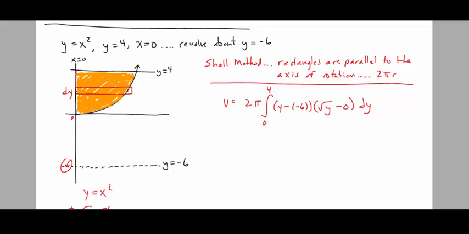Now you'd want to simplify this a bit. Root y minus 0 is just good old root y, and minus a negative is the same as a positive. So I could simplify this to y plus 6 times the square root of y dy. And if you want to integrate this out to double check your work, which would be a totally reasonable thing to do, it would be 448 pi over 5.